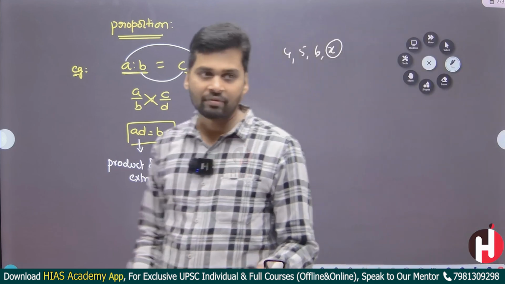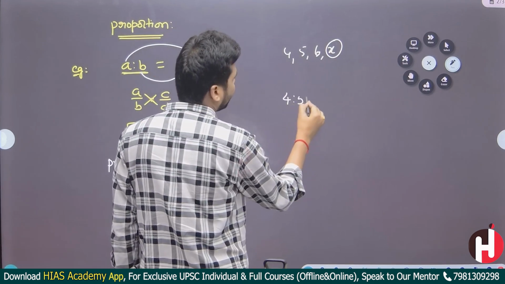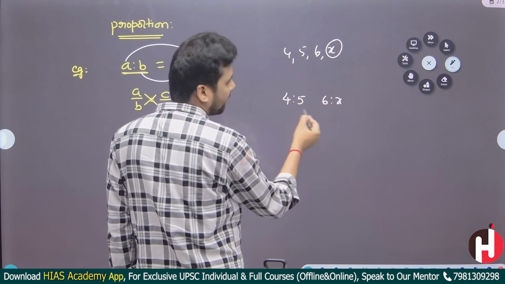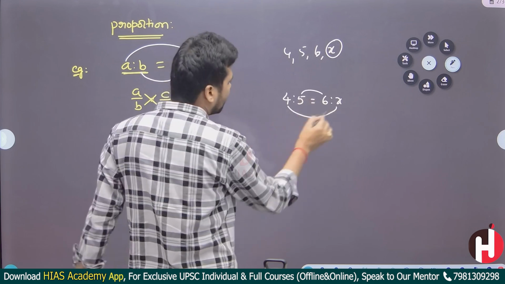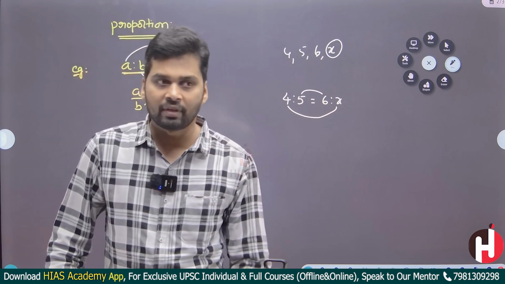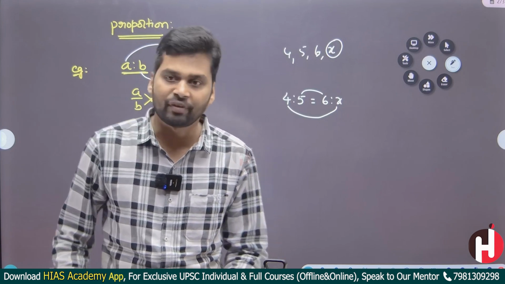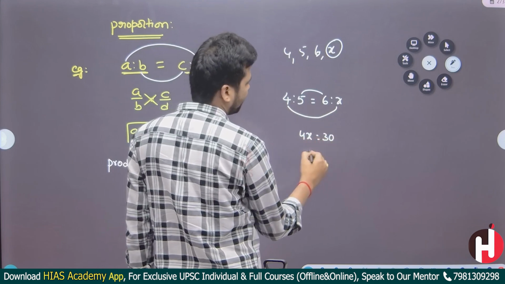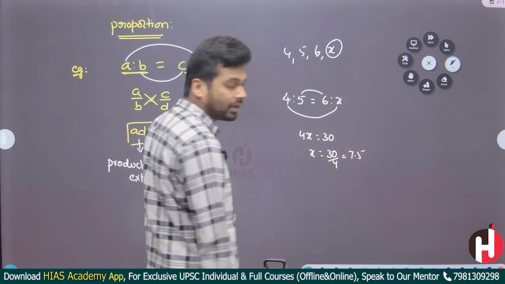Whenever the given values are in proportion, immediately you should take it like this. The first ratio is 4 is to 5. The second ratio is 6 is to x. These two are the same. Proportion means the product of means is equal to the product of extremes. So 4 into x is equal to 5 into 6, which is 30. Therefore x is equal to 30 by 4, which is 7.5.